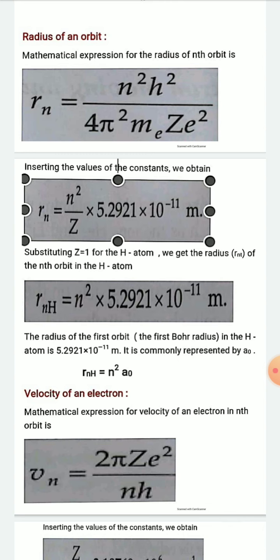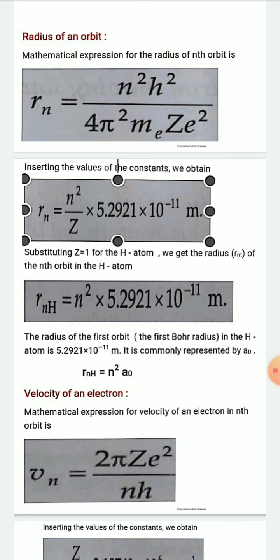Now for hydrogen, put the value 1 for z, that is z is equal to 1. Substituting z is equal to 1 for the hydrogen atom, we get the radius of nth orbit of hydrogen atom, which is represented as RnH, is equal to n square into 5.2921 into 10 to the minus 11 meter. For hydrogen you have to put the value of Z is equal to 1.